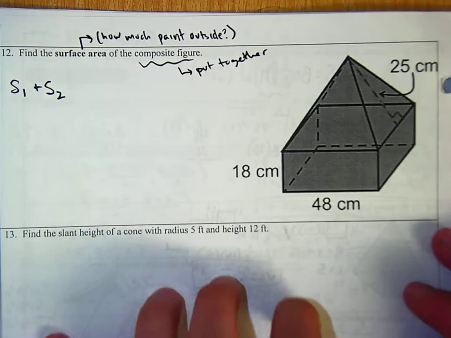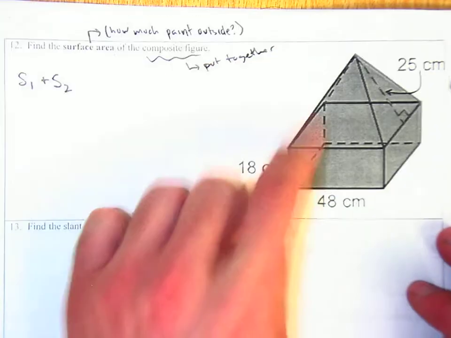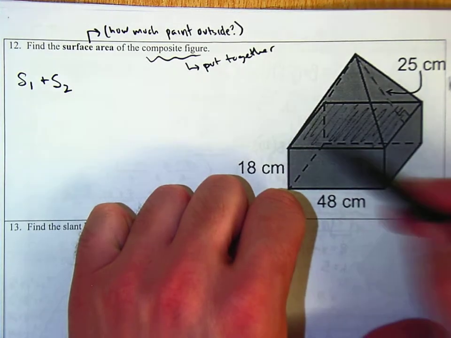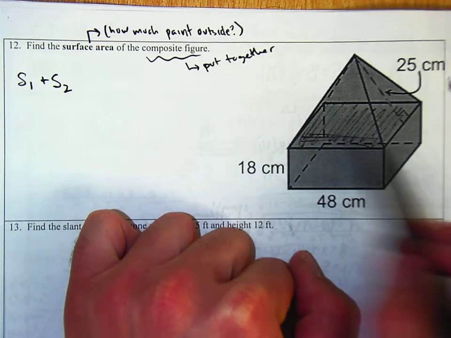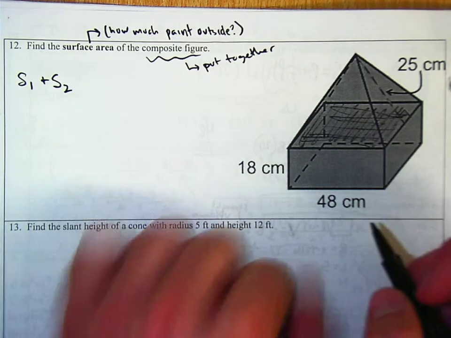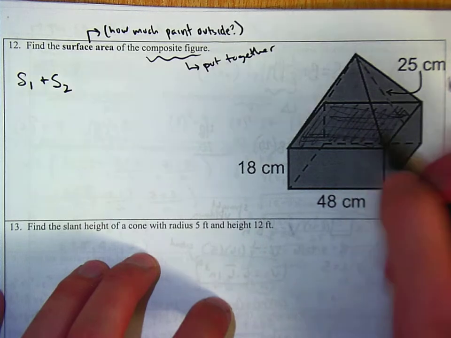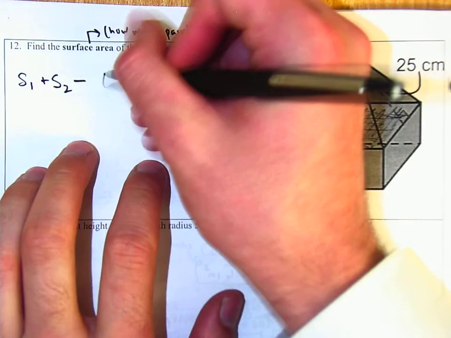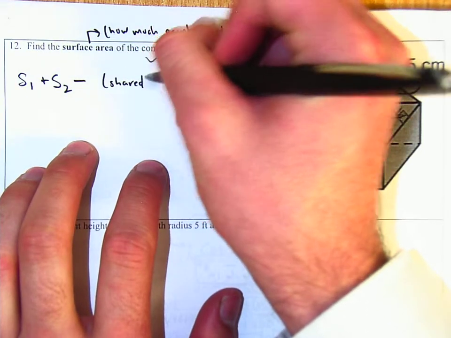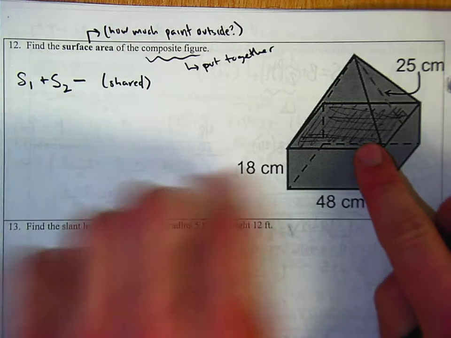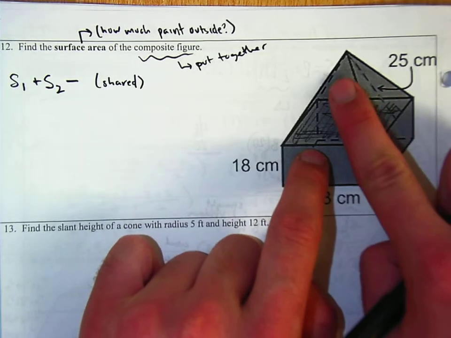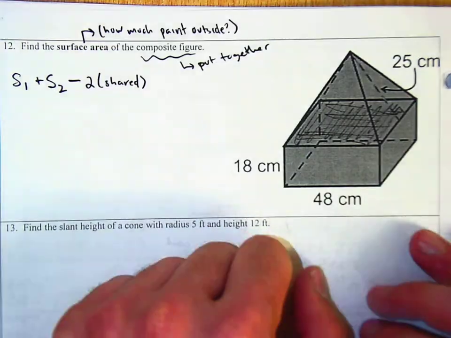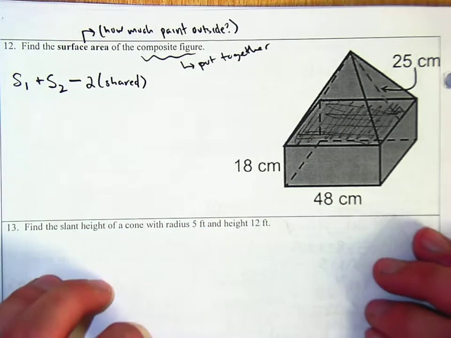But that's not exactly the surface area of the composite figure, because it has this shared stuff in the middle. This base of the pyramid or the base of the prism is the same thing. This shared piece isn't going to get paint when we paint it, so we're actually going to subtract the shared space. We have to subtract it once for the pyramid, but also for the prism. So we're going to do minus 2 times the shared.